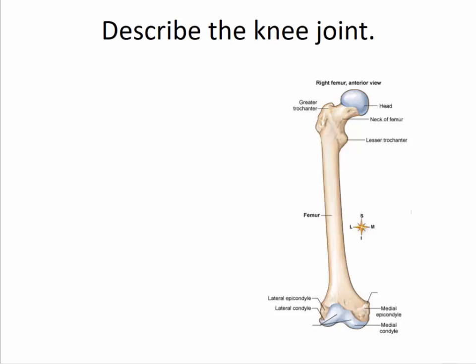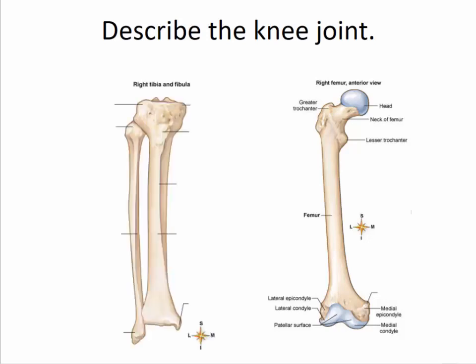We have the lateral epicondyle and medial epicondyle. Epi meaning above, and so these are on the lateral and medial side of the femur. These areas here that are above the condyle again act as attachment places for muscles and tendons and ligaments. Here we have at the front the patellar surface. This is where the patella will be up against the femur.